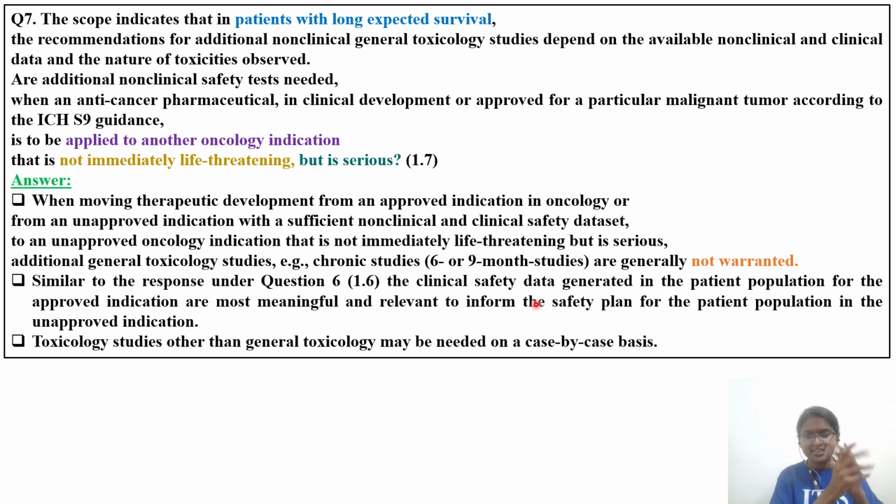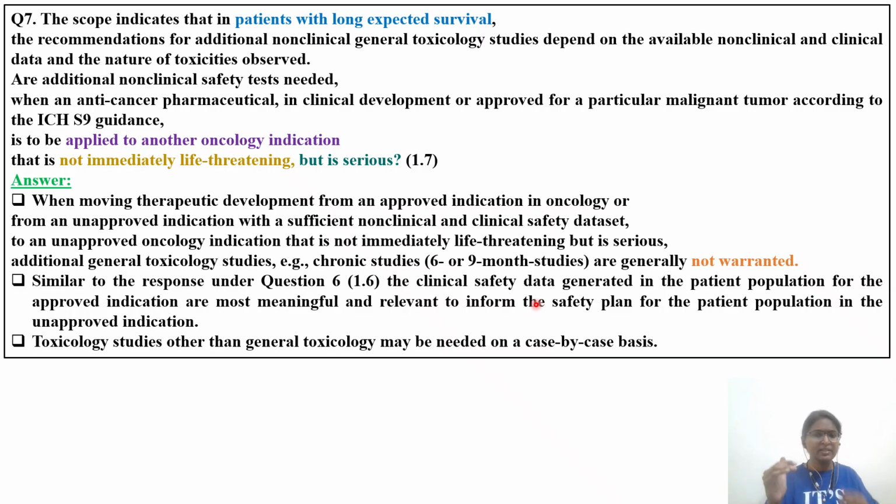See the bottom line again. Initially there was an investigational drug. It was developed for liver tumors, a malignant tumor. At that time, the entire battery of general toxicology studies was not done because it was life threatening. Now you're taking the same investigational drug and using it for a second type of tumor, pancreatic tumor, which is less serious, less life threatening. Now the question is whether we need to do the whole battery of general toxicology tests. The answer is no, not needed, because the drug has already been tested in patients. So doing additional animal studies is not going to add any additional information.